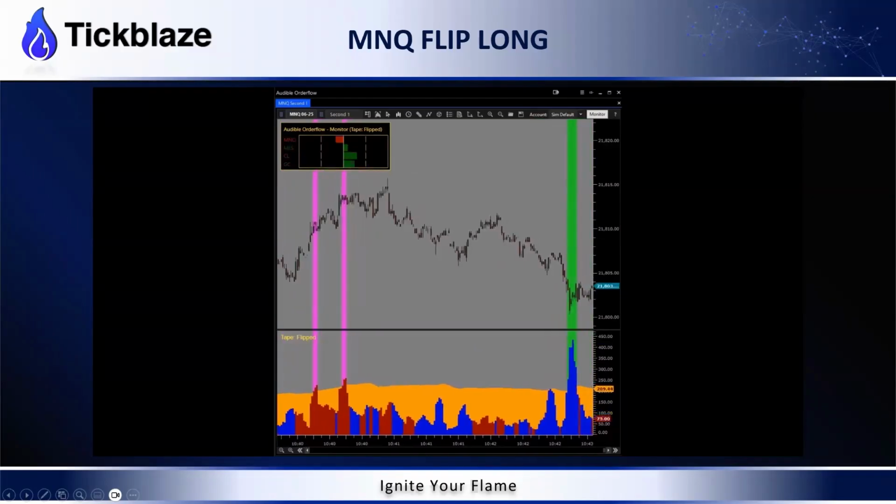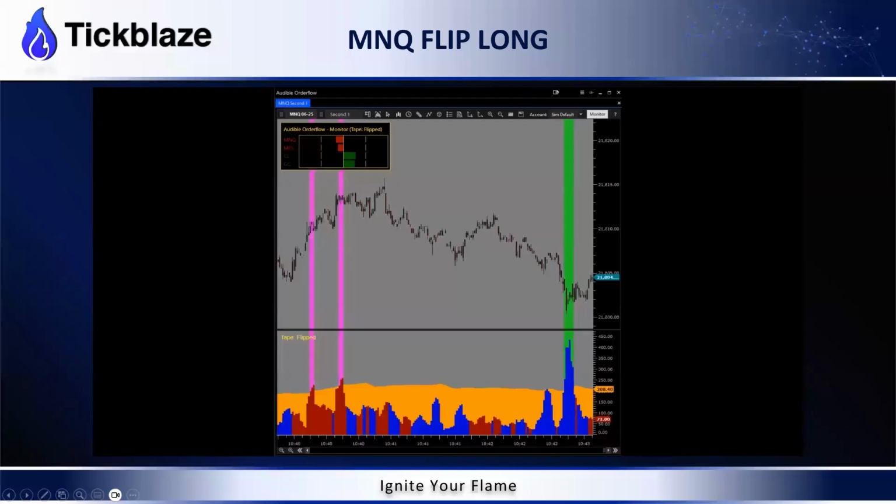Does it work with striker levels? Absolutely. I just don't have them set up here, Patrick. I'm sorry, I don't have that set up here.